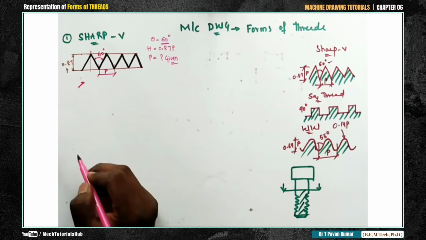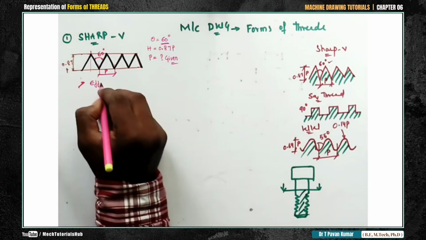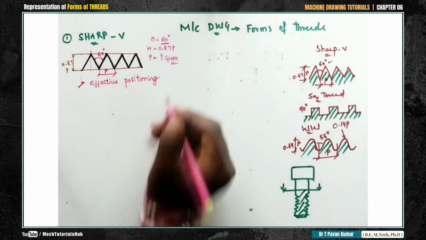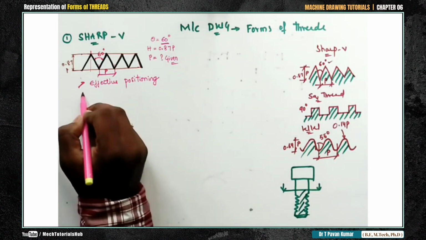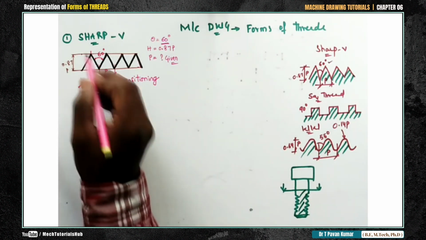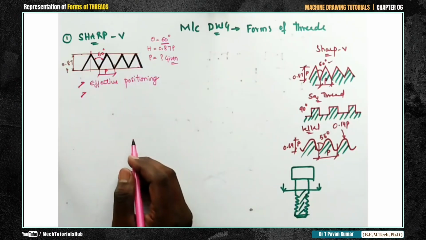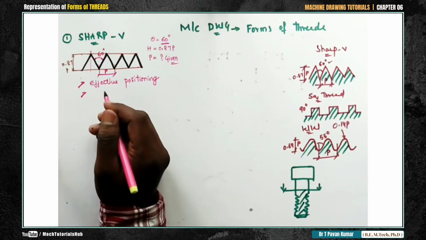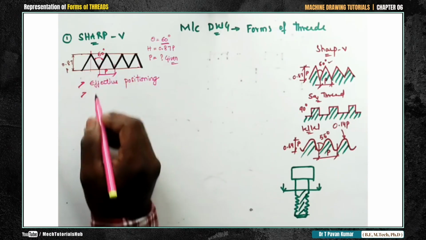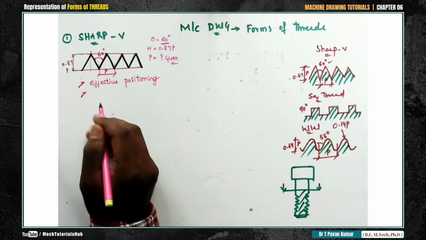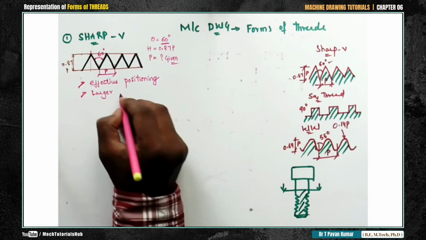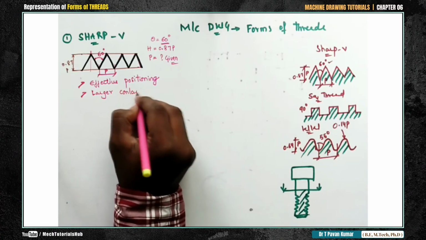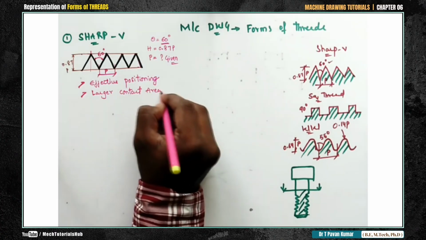Next, number 2, let us take the square thread. Now if you consider the square thread, you again have a few specifications that need to be remembered. The height is equal to 0.5 p, and the width is also equal to 0.5 p. Here theta is equal to 90 degrees. This needs to be followed.